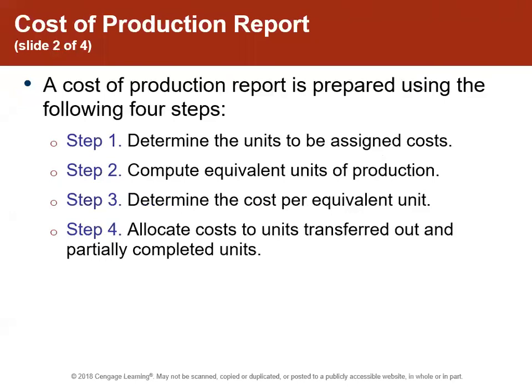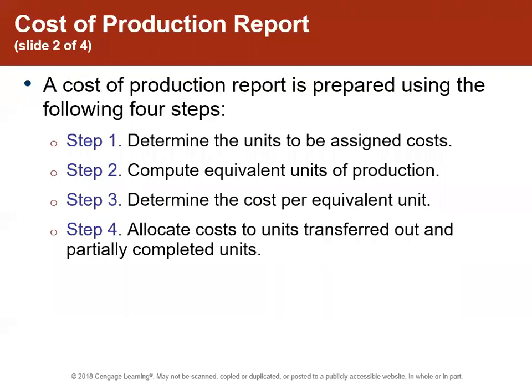Basically there are 4 steps. First of all, we have to determine units to be assigned costs, which we'll talk about. When we say units, we mean beginning and ending inventory, started and completed, or transferred out, that sort of thing. Step 2, we're going to compute what we call equivalent units of production. We'll talk about that when we get there.